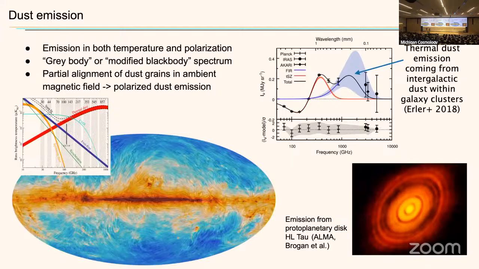Dust emission is an issue in both temperature and polarization. Here you can see it dominates over the CMB for a large part of temperature as well. You can assign a spectrum to the emission associated with dust, and this is a large part of what we are actively trying to do. There's some kind of modified blackbody spectrum you can write down. You also need to deal with polarized dust emission due to the partial alignment of these dust grains within the very beautiful magnetic fields in our galaxy, for example, as shown here.